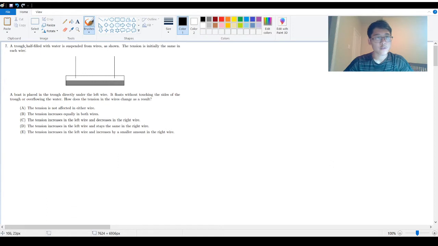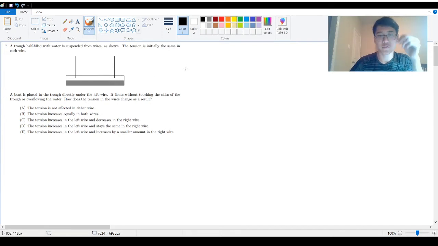The question says, a trough is half filled with water. A trough half filled with water is suspended from wires as shown. The tension is initially the same in each wire. A boat is placed in the trough directly under the left wire. It floats without touching the sides of the trough or overflowing the water. How does the tension in the wires change as a result?